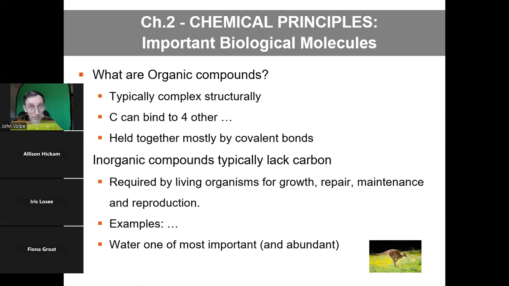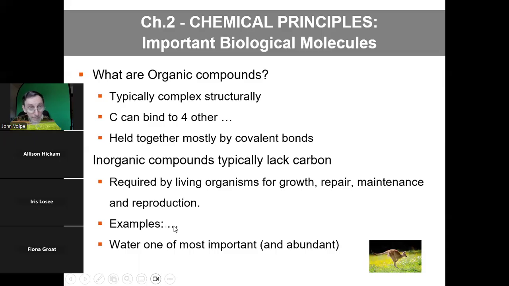Carbon is important in an organic compound because it can hold 4 other atoms, meaning 1 carbon atom combined to 4 other atoms. And that's what usually holds the organic chemical compound together. An inorganic compound typically lacks carbon. Inorganic compounds are required by living organisms for the organism's growth, repair, maintenance, and reproduction. Some examples of an inorganic compound are, of course, oxygen and carbon dioxide.